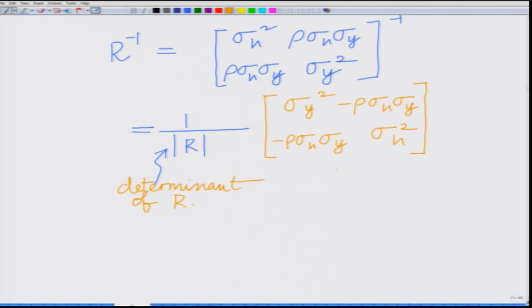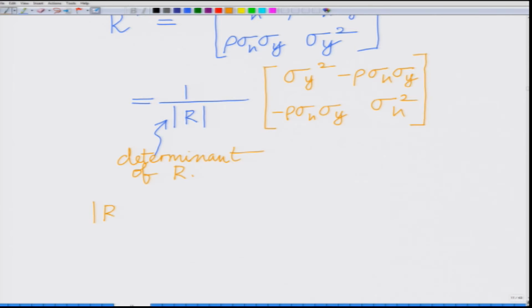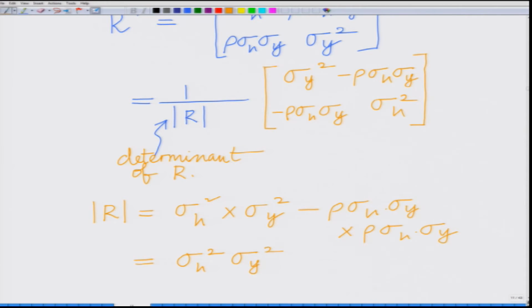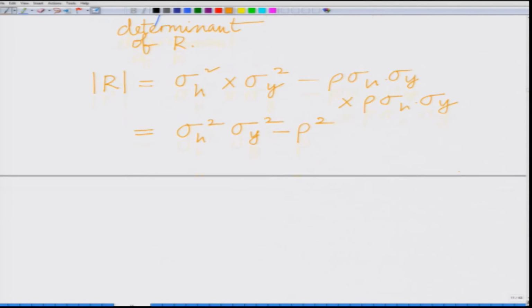Of course, we can also compute the determinant of this matrix R. It is sigma h square times sigma y square minus rho sigma h sigma y times rho sigma h sigma y, which is sigma h square sigma y square minus rho square times sigma h square sigma y square. This is equal to 1 minus rho square times sigma h square sigma y square. This is the determinant of the covariance matrix.